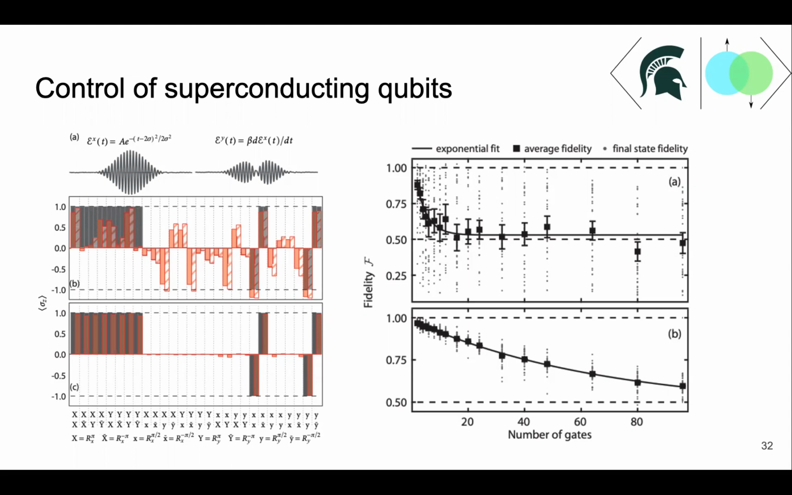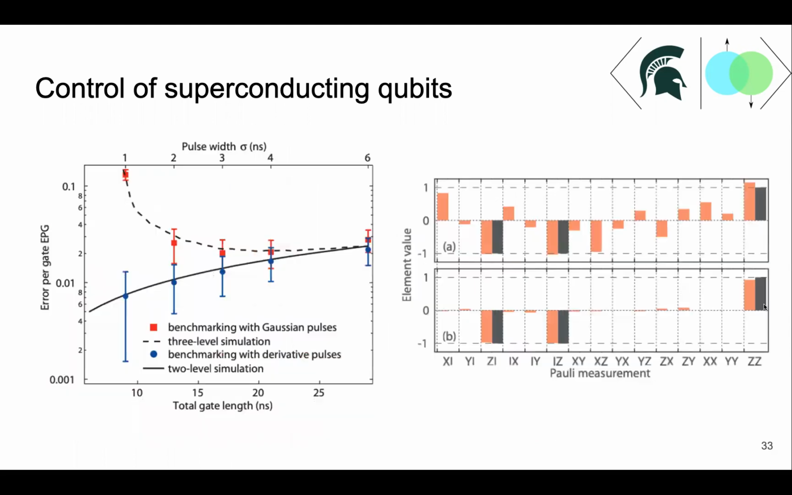very strongly. Using DRAG, the pulse shaping scheme we talked about, we see at 20 pulses, maybe only a 20% loss of information, something like that. And it takes almost 100 pulses to totally decohere the qubit. So very quickly.